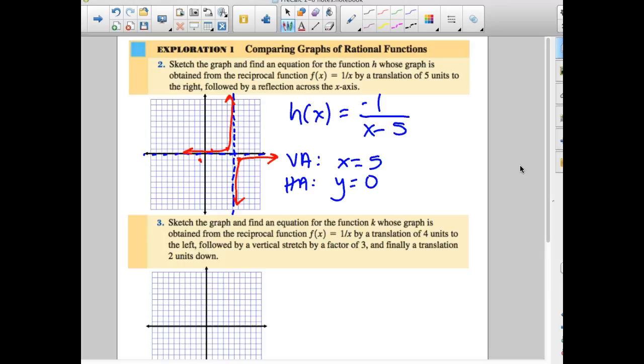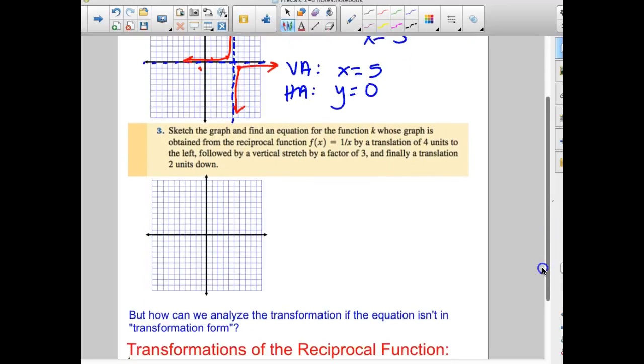Okay, take a minute at your tables and try the third example there. We are taking our parent function. We are translating it 4 units to the left, stretching it vertically by a factor of 3, and then shifting it down 2.